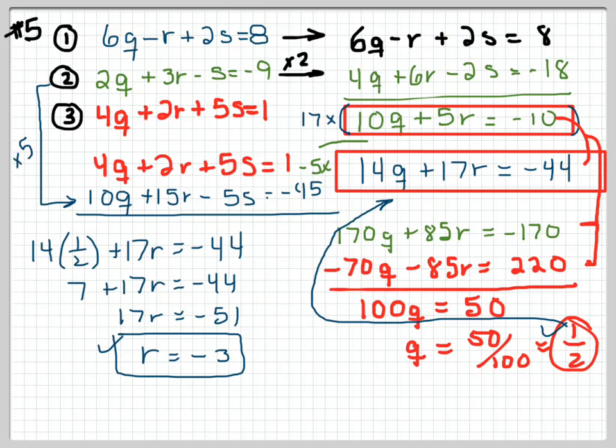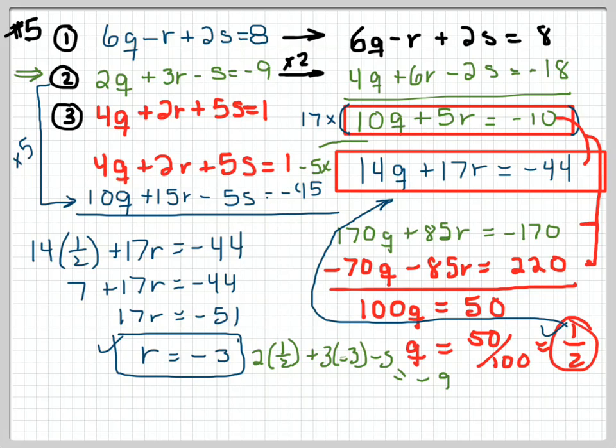So now I've got two coordinates of that point. Now I need to find that third value, the S value. To find S, I'm going to take my R and my Q and plug them into, let's go into the green equation at the very beginning, way up here. I go 2 times Q, but Q is now a half, plus 3 times R, but R is now negative 3, minus S equals negative 9.